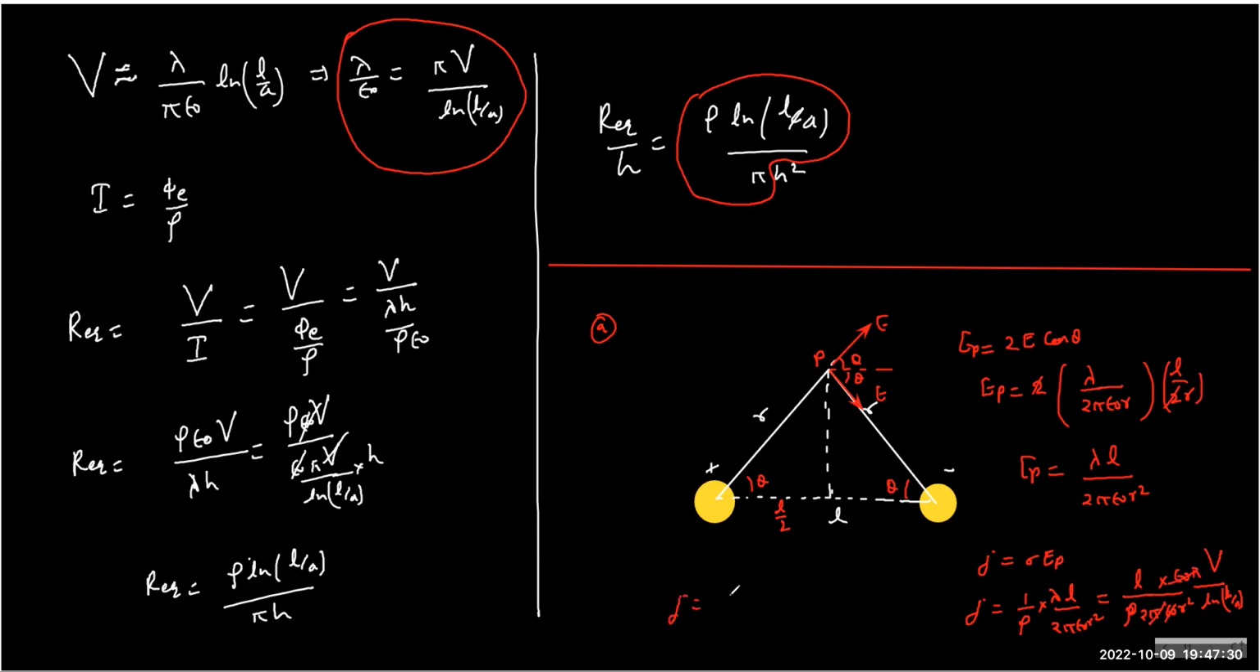So the J turns out to how much? L V upon rho R square. I think 2 is also coming. Ln L by A. I think this was the answer. Can you check again? Let me see. Is this the answer? Yeah, LV by 2 rho R square ln L by A. Correct.